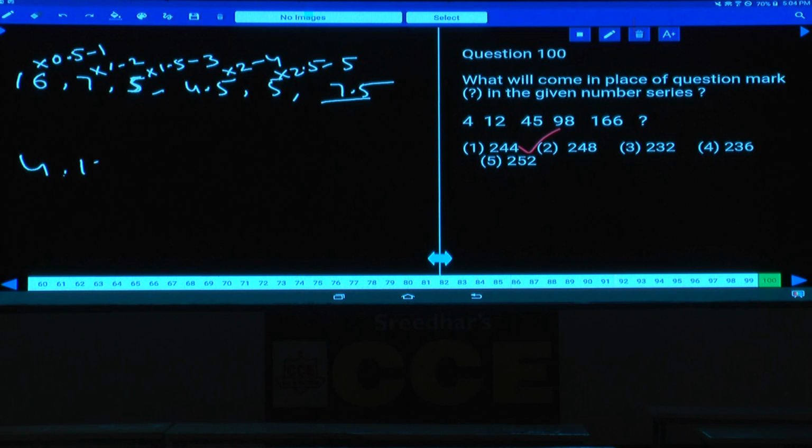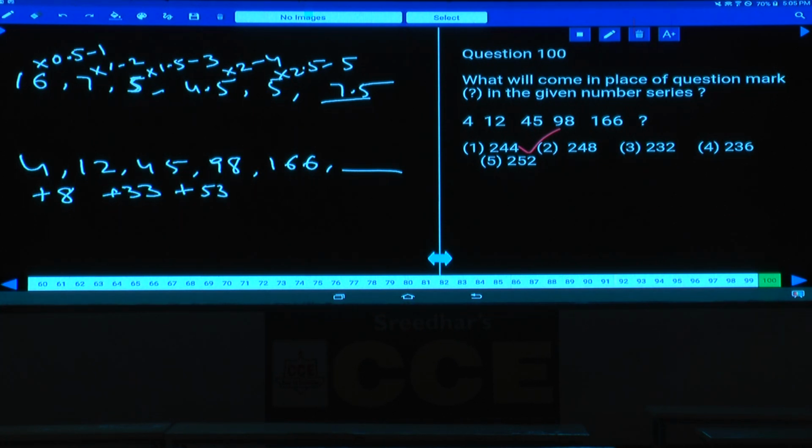4, 12, 45, 98 and 166. 166, then what should be the next one? 4 and 12, what is the difference here? 8, and the next difference is how much? Next difference is 33, and the next one is how much? And 53, and the next difference is 68.